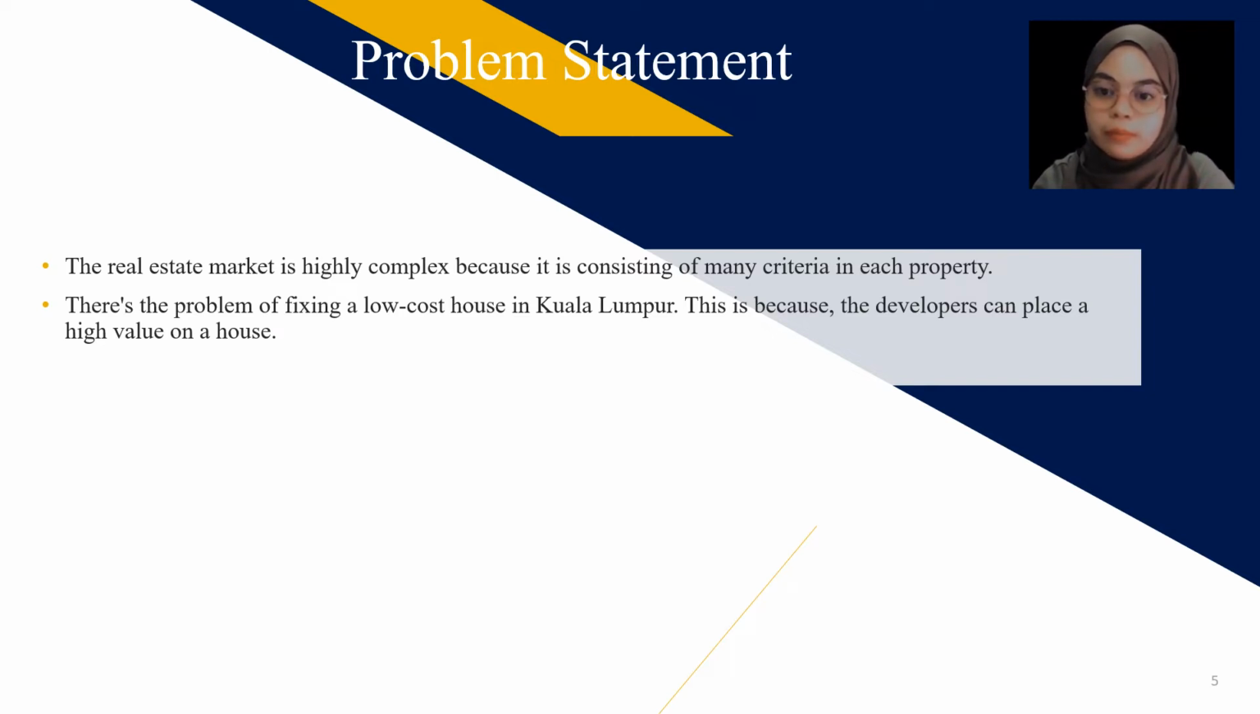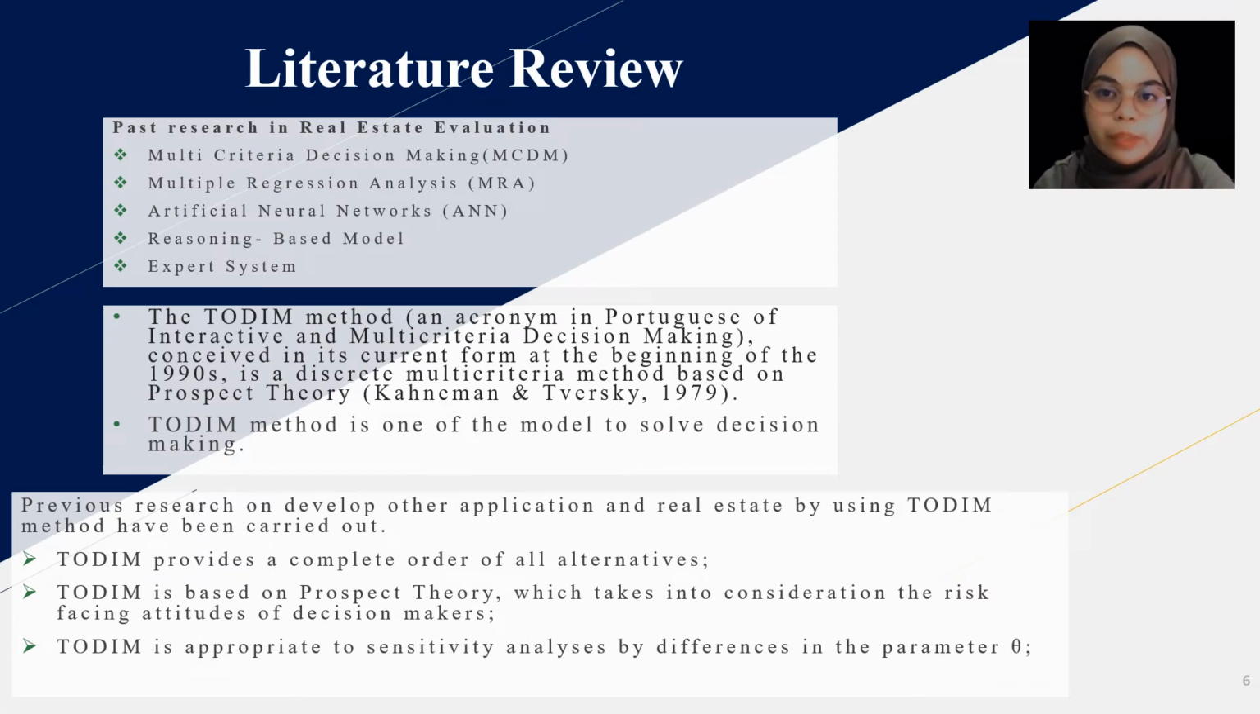There are a few types of models that have been used in past research for real estate evaluation: multi-criteria decision making, multiple regression analysis, artificial neural network, reasoning-based model, and expert system. The TODIM method is a discrete multi-criteria method based on the prospect theory of Kahneman and Tversky, 1979. It is one of the models to solve decision making.